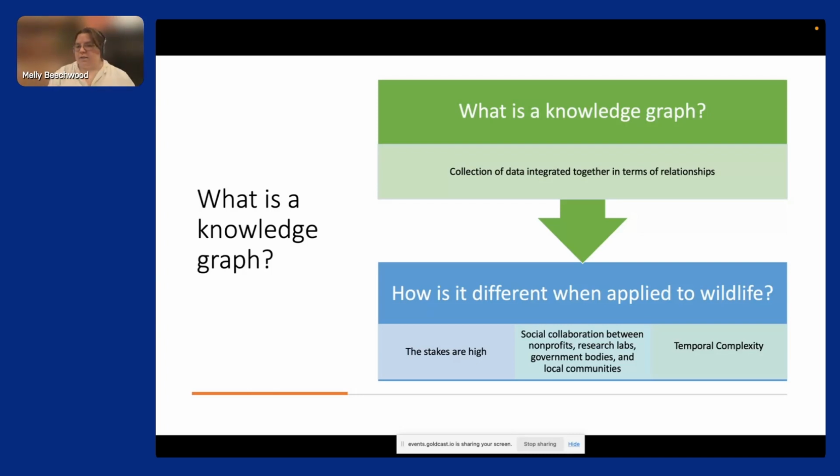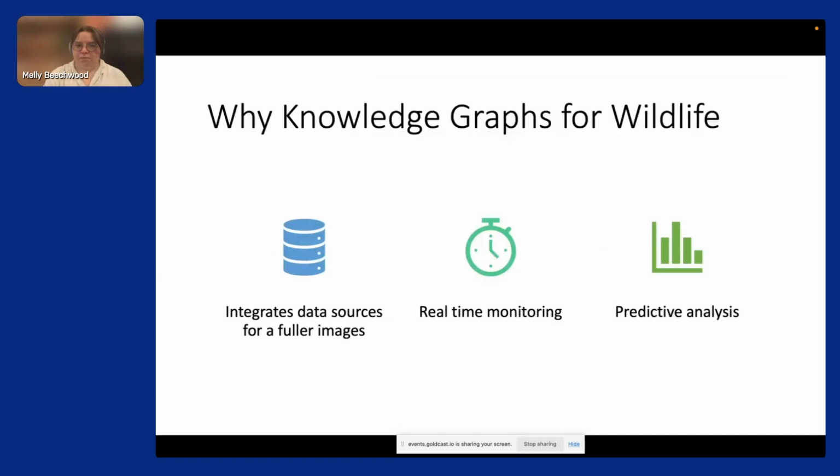And lastly is the temporal complexity of it. Although in modern day life we do have temporal changes such as seasons or holidays or shopping, things like that, in the wildlife world you've got seasons, mating time periods, migrations, and things of that sort that are really going to change your data very significantly from one time period to another.